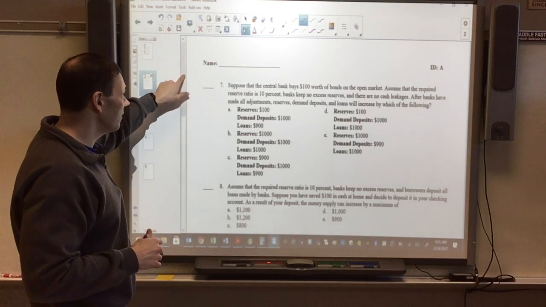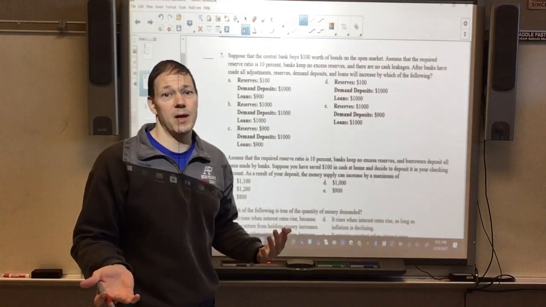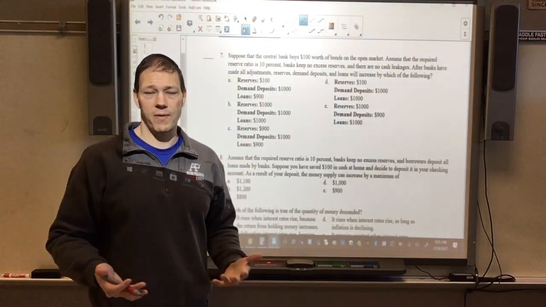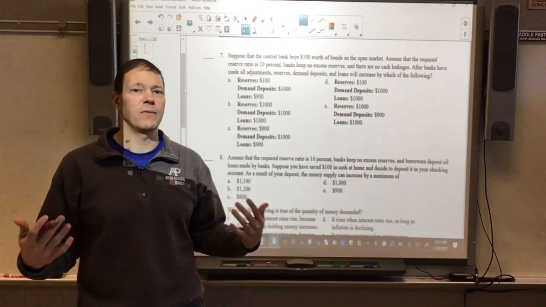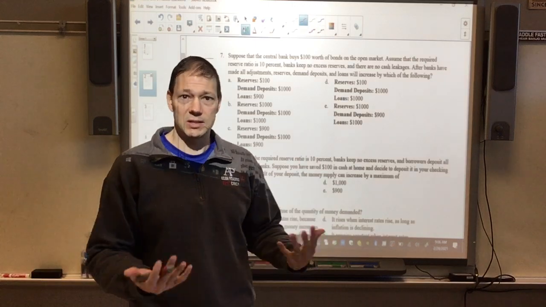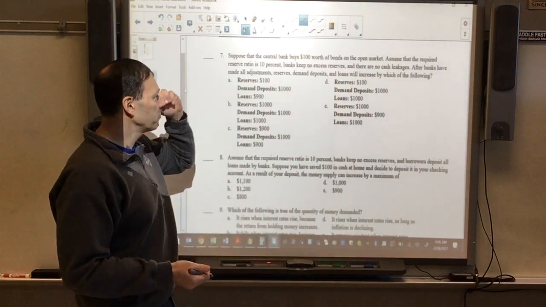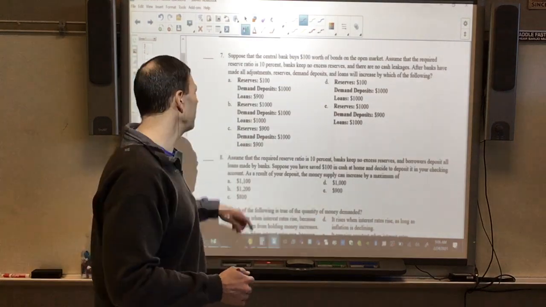All right, number 7. So here the central bank, which is the same as the Fed, by the way. We call our central bank the Fed. Not every country titles their central bank the Fed. So sometimes they just use central bank as a generic, this is the Fed, essentially. So they buy $100 worth of bonds. That means they're putting $100 in the economy.